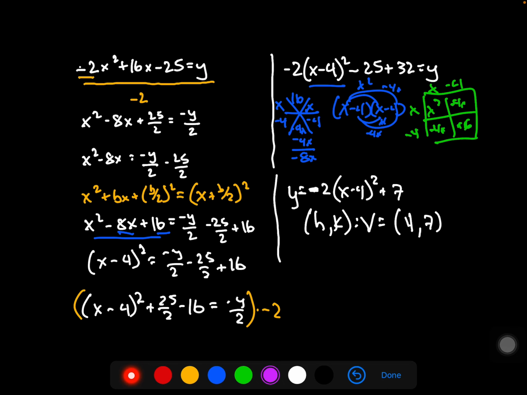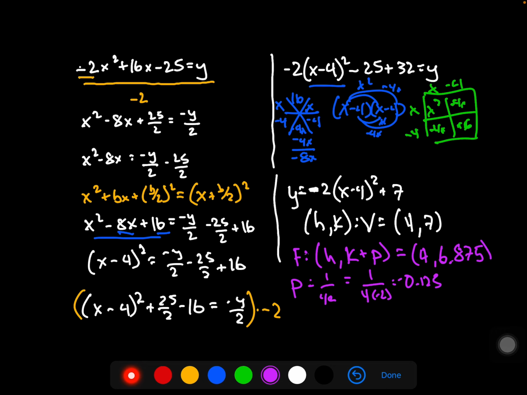Now we can go on and find the k value to find the focus. The focus is, find the p value. h, k plus p, where p is equal to 1 over 4a, or 1 over 4 times -2, or negative 0.125. And so our k plus p then is 7 minus 0.125, or 6.875.